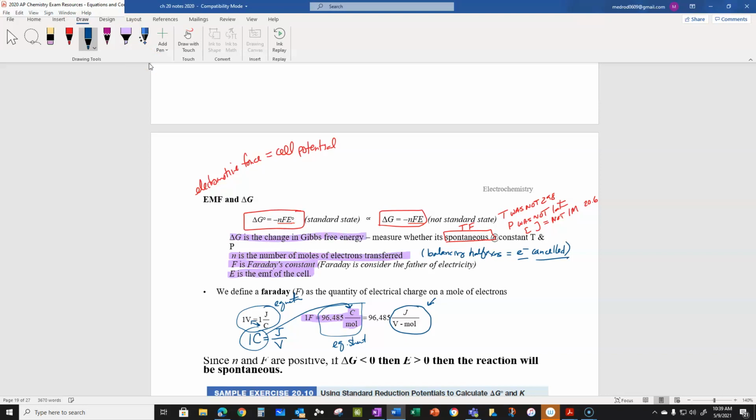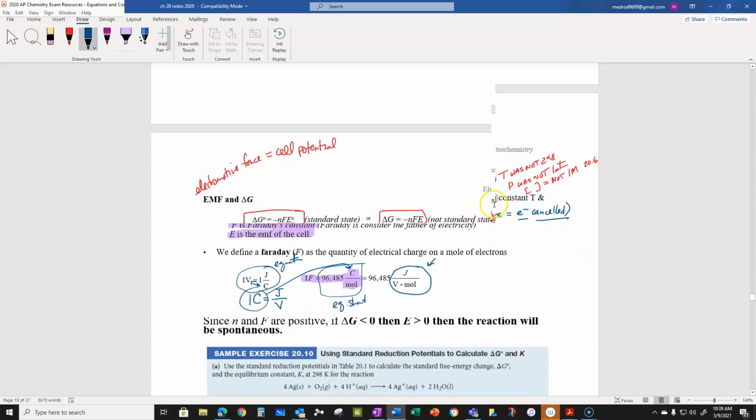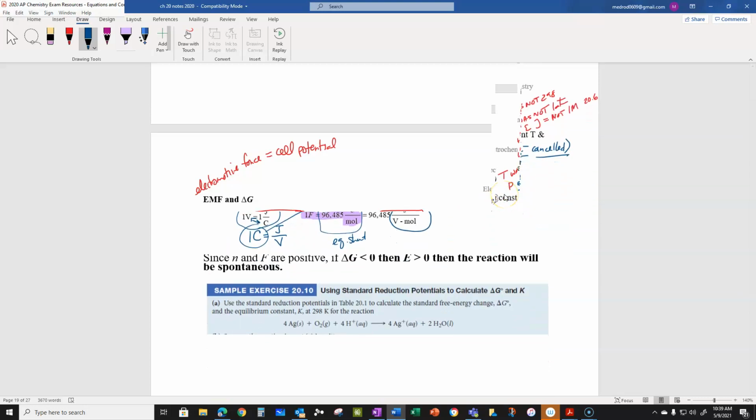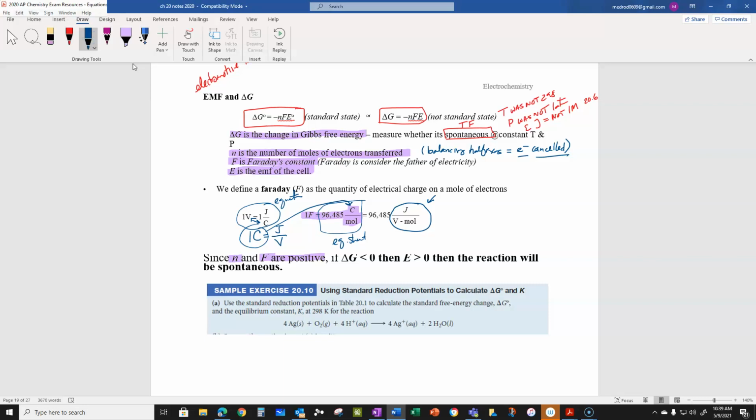So we got everything we need. It's a simple equation. It's a plug and chug. And as long as we know that moles is always positive, and Faraday, being a constant, is always positive, if delta G is less than 0, so negative, and our E cell is positive, we know that this electrochemical cell, aka voltaic cell, will be thermodynamically favored.